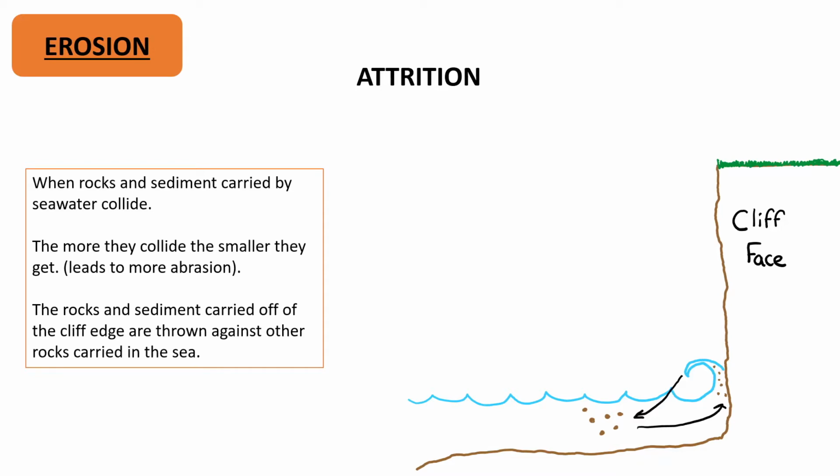Next up is attrition. This is when rocks and sediment carried by seawater collide. The more they collide, the smaller they get. This leads to more abrasion. The rocks and sediment carried off of the cliff edge are then thrown against other rocks that are already carried by the sea.